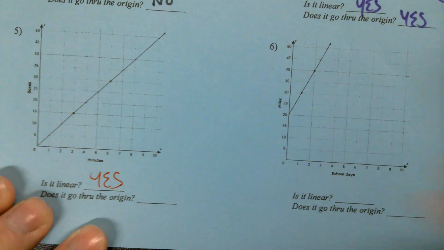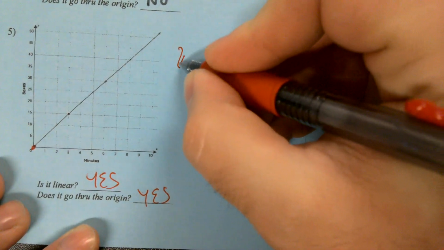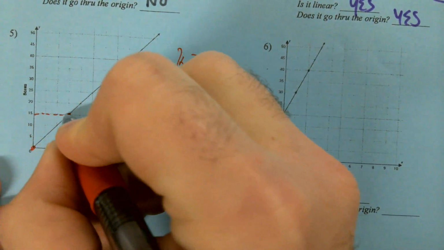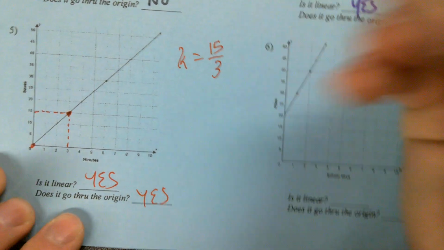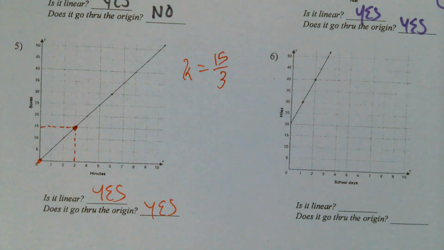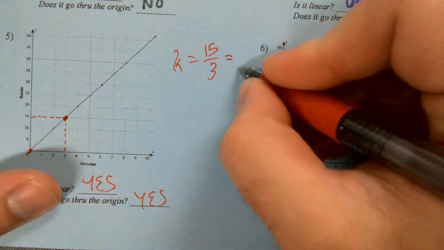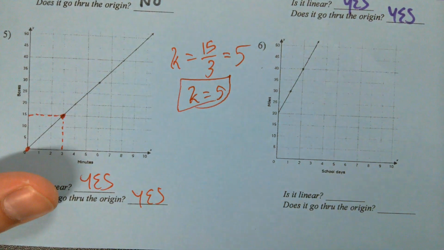Number 5, is this a straight line, yes or no? Yes, it is. Does it go through the origin? Yes, it does. Let's go ahead and find our value for k. Got a point right here that lines up at 15 and 3. Y over x would be 15 over 3. I have a feeling that's going to simplify to a nice whole number. Devin, what's it going to be? 5. That's right, 5. So we once again have k is equal to 5.